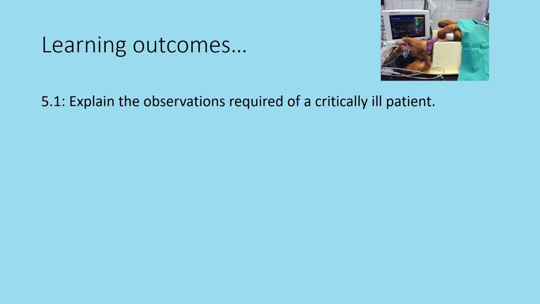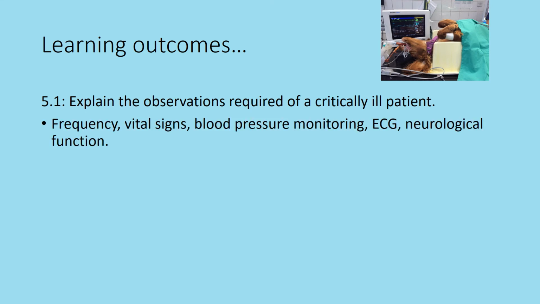Learning outcome 5.1, so explain the observations required. This is all about monitoring. So thinking about the frequency of monitoring, and what we're actually monitoring. Is it just vital signs? Are we doing blood pressure? Are we doing neurological, ECG? What are we using to monitor our patients?